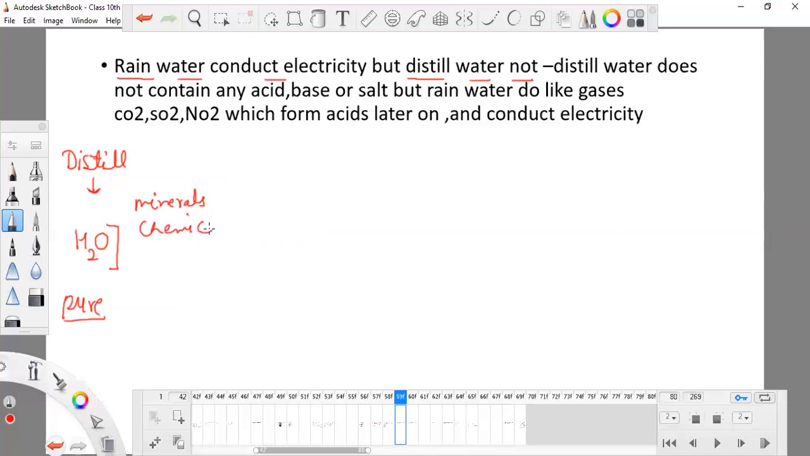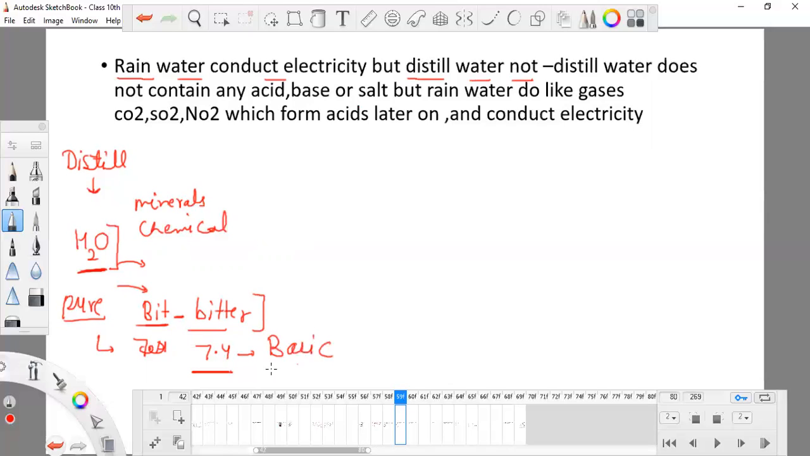Pure water tastes a bit bitter. It is not a general taste. Generally the water we purchase from the market, or from our RO water purification system, gives pure H2O, and it tastes a bit bitter because the pH of pure water is 7.4. Do you remember the universal indicator? So pure water is a little basic in nature, and it tastes bitter.